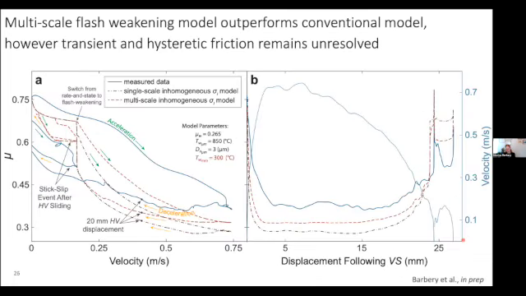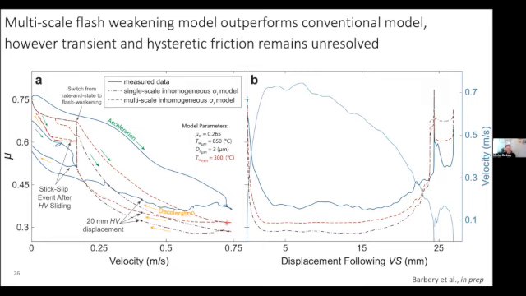So looking at the model results, here we've got friction coefficient plotted versus velocity, and then plotted versus displacement. And these are the same data. The measured data is shown in this blue solid line, and our modeled data are shown in the dashed and dash-dot lines. So this dash-dot line is a model that only assumes weakening at the asperity scale. And this brown dashed line is a model where weakening occurs at both the micrometer and millimeter scale. So it's our multi-scale model.